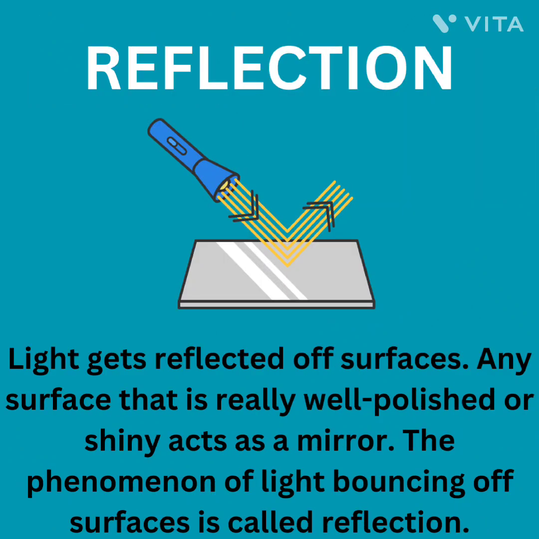Now what is reflection? We have seen various experiments where we make the rays go from the eyes to the object, and from the object to the eyes. All these are the phenomenon of reflection. So what exactly is reflection? Light gets reflected off surfaces. Any surface that is really well polished or shiny acts as a mirror. The phenomenon of light bouncing off a surface is called reflection.